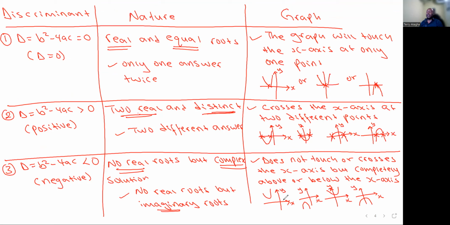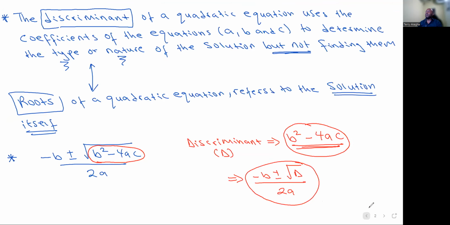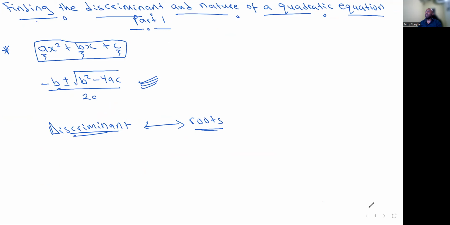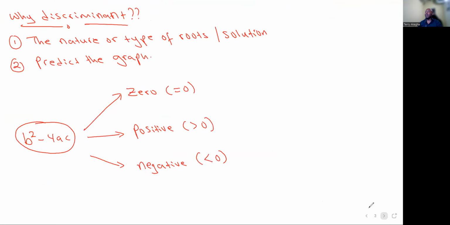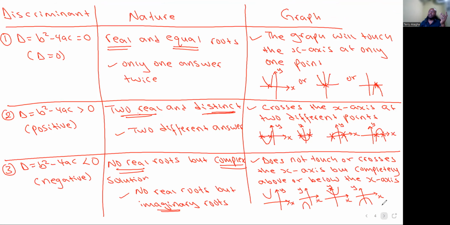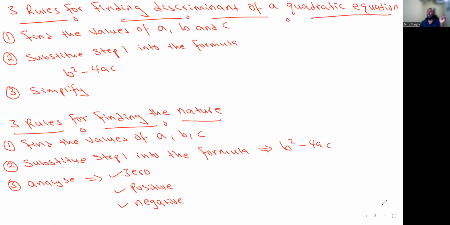Okay, so I'm going to stop here, so I will not take it longer than this. So this is the concept of the discriminant. How do you find a discriminant? It's very important to know that the discriminant gives you the nature, and you can predict the graph. There are 3 possible answers you can get. You can either get 0, positive, or negative, and what each implies.